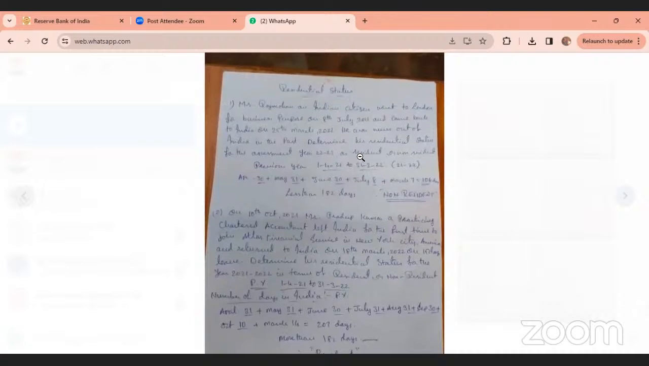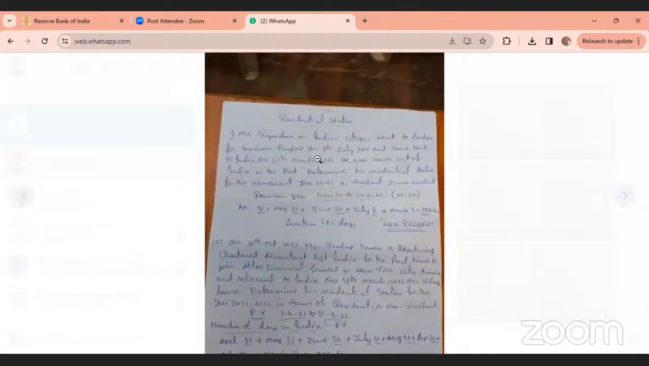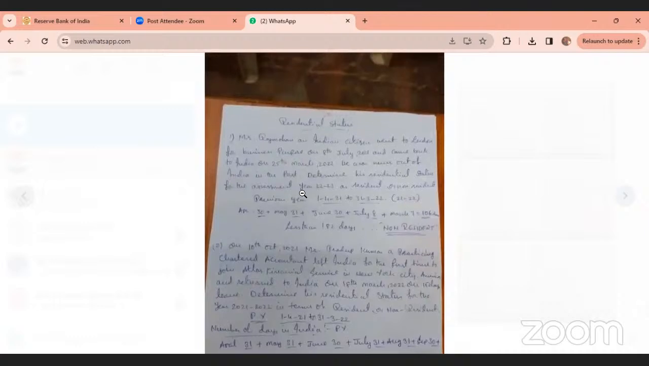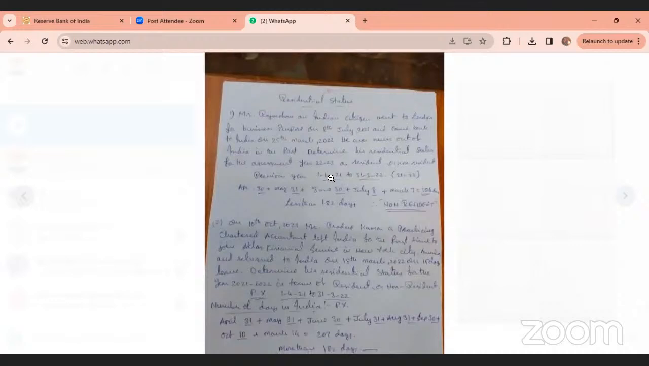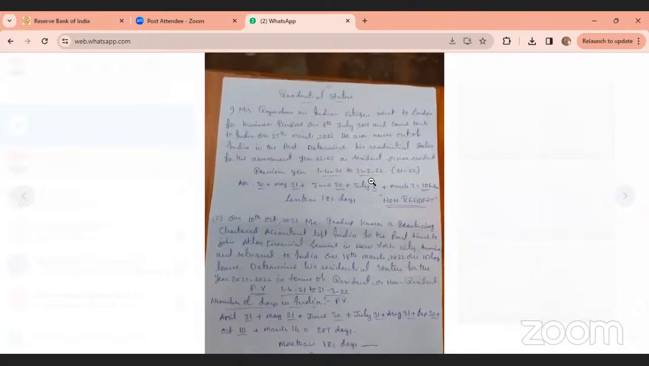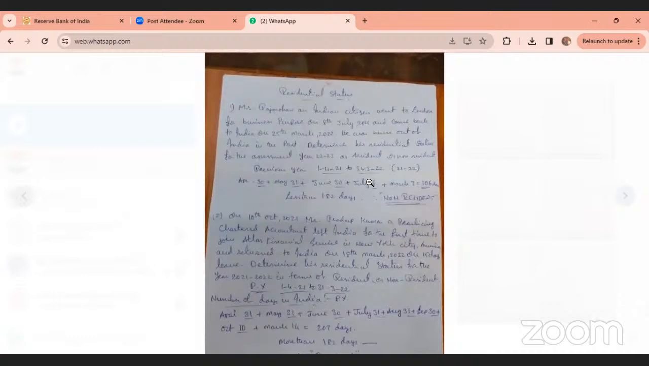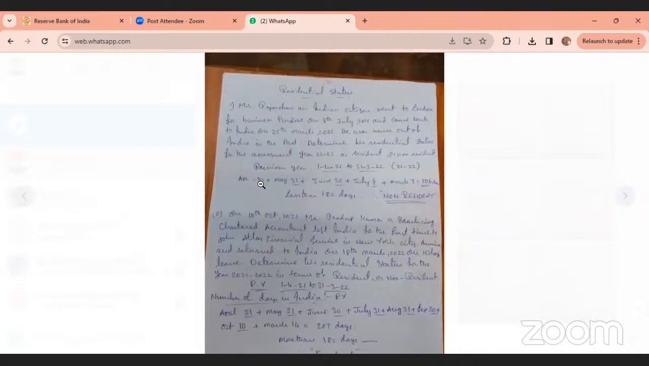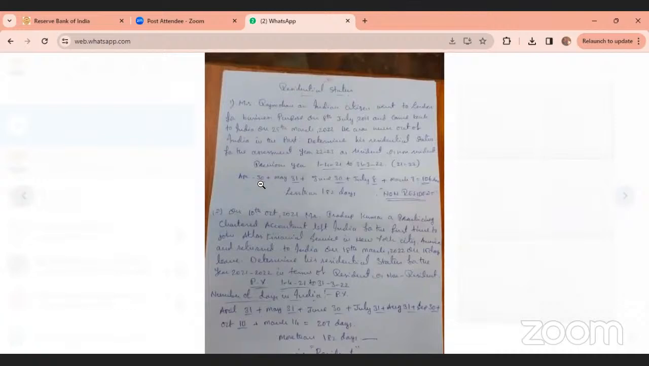So here 8th July 2021, he went to London. Before that, he stayed in India only. So here, before that means within 1st April 2021 to 31st March 2022. In that year only, we have to take. So here, April, how many days?